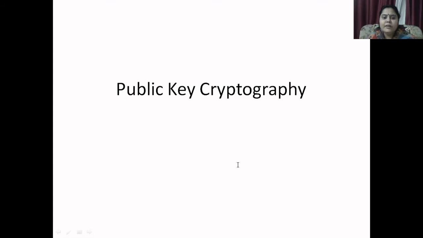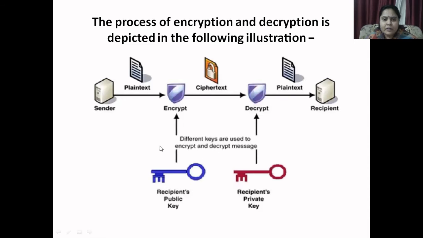Now, the process of encryption and decryption is depicted in the following illustrations. Here, the sender sends the plain text, which is encrypted by the encryption algorithm and converted to the ciphertext. This ciphertext, encrypted with the public key, is decrypted by the private key and converted to plain text and received by the recipient.